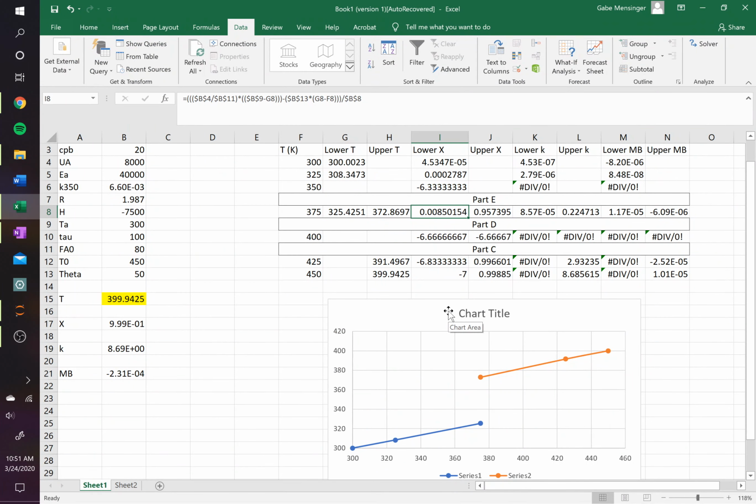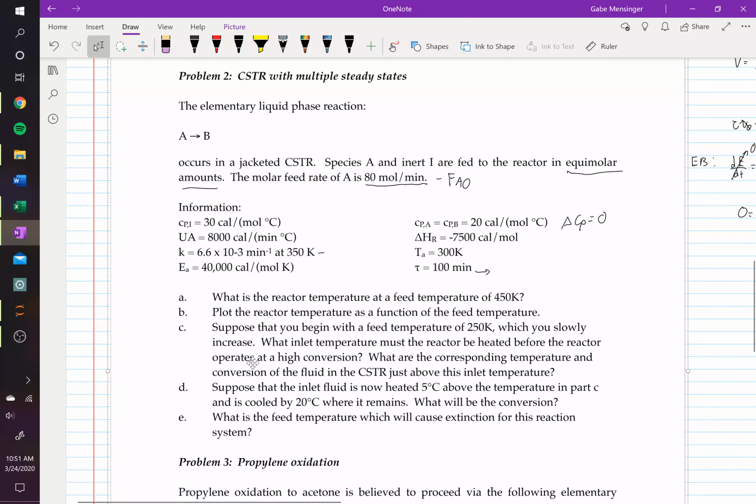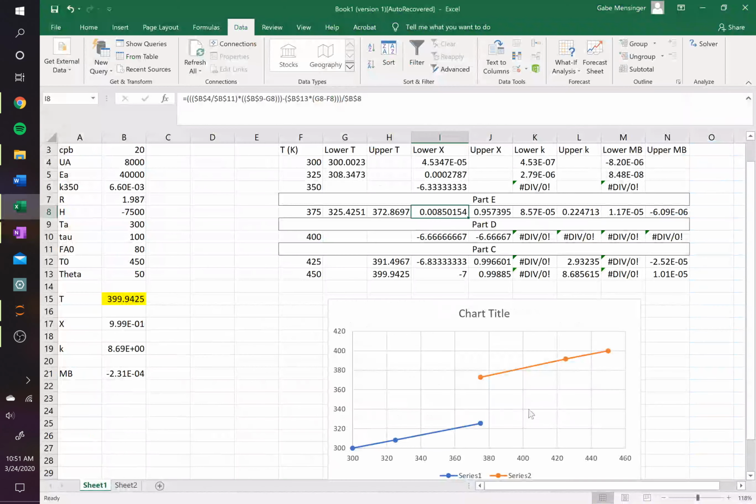And the second part of that problem asks, what are the corresponding temperature and conversion of the fluid in the CSTR just above this inlet temperature? Well, we know that once we hit ignition, we're all of a sudden going to jump up to this upper curve. It is essentially asking, when you are on this upper curve, what is the temperature and conversion? And that's kind of what these boxes are showing here. I was kind of trying to give you guys hints that ignition is going to occur somewhere between an inlet temperature of 400 and 425 degrees C.